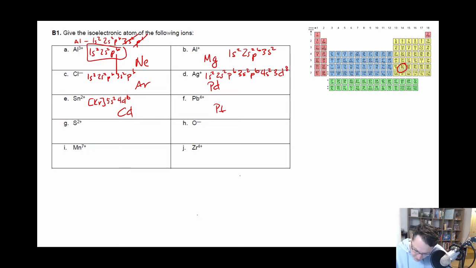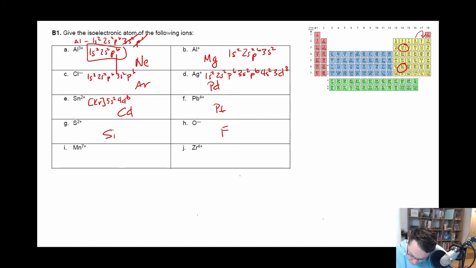S2+: now we're taking off 2 in that case from sulfur, and we should end up with the electronic configuration of silicon. O minus: you're adding 1 electron to it, so it should have the configuration of fluorine.